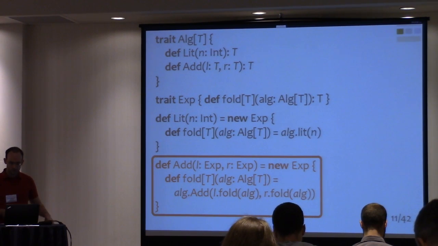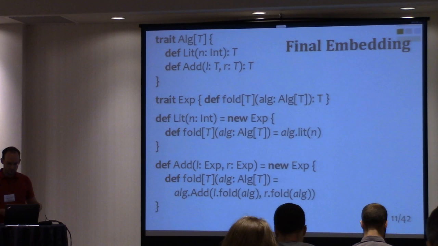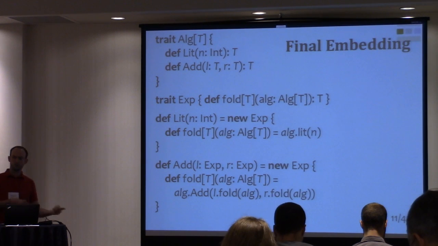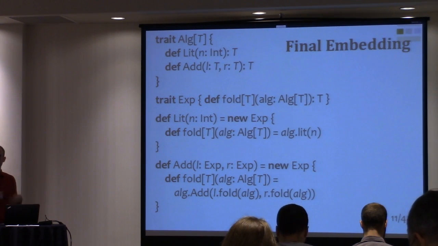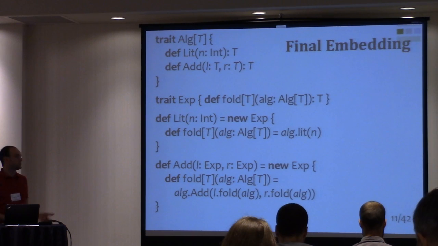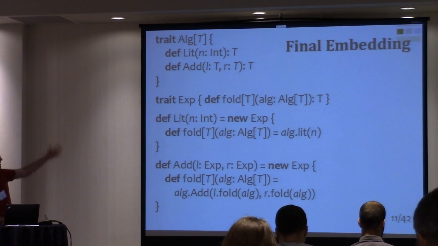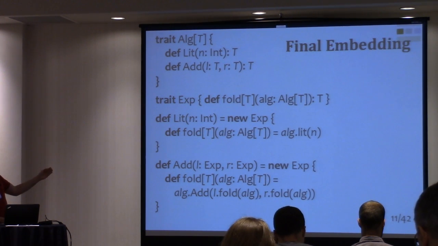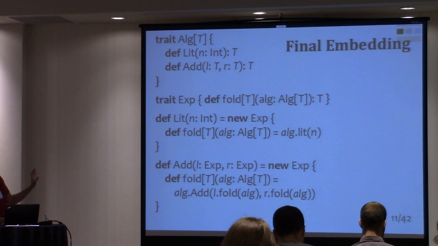Okay? So this is the final embedding. And this was refunctionalization, and defunctionalization and refunctionalization preserve the semantics, and they preserve everything about the program. So we can still do everything we could do before. So this is a tree representation. It's just a tree representation that does not use case classes, but uses this folding with an algebra kind of thing instead.